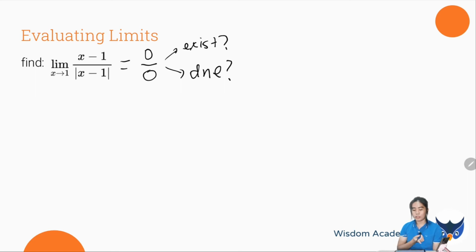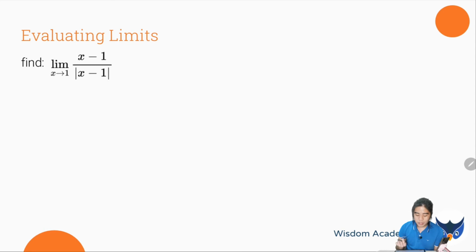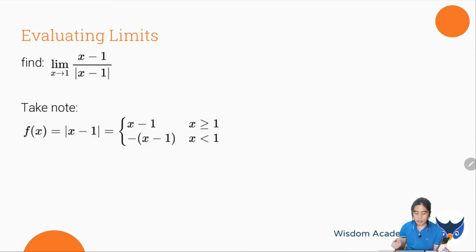So, paano natin 'to isosolve? Unang-una, ang key dito para ma-solve natin 'to ay maalala natin na ang absolute value of x minus 1 is equivalent to x minus 1 when x is greater than or equal to 1, and negative x minus 1 when x is less than 1.